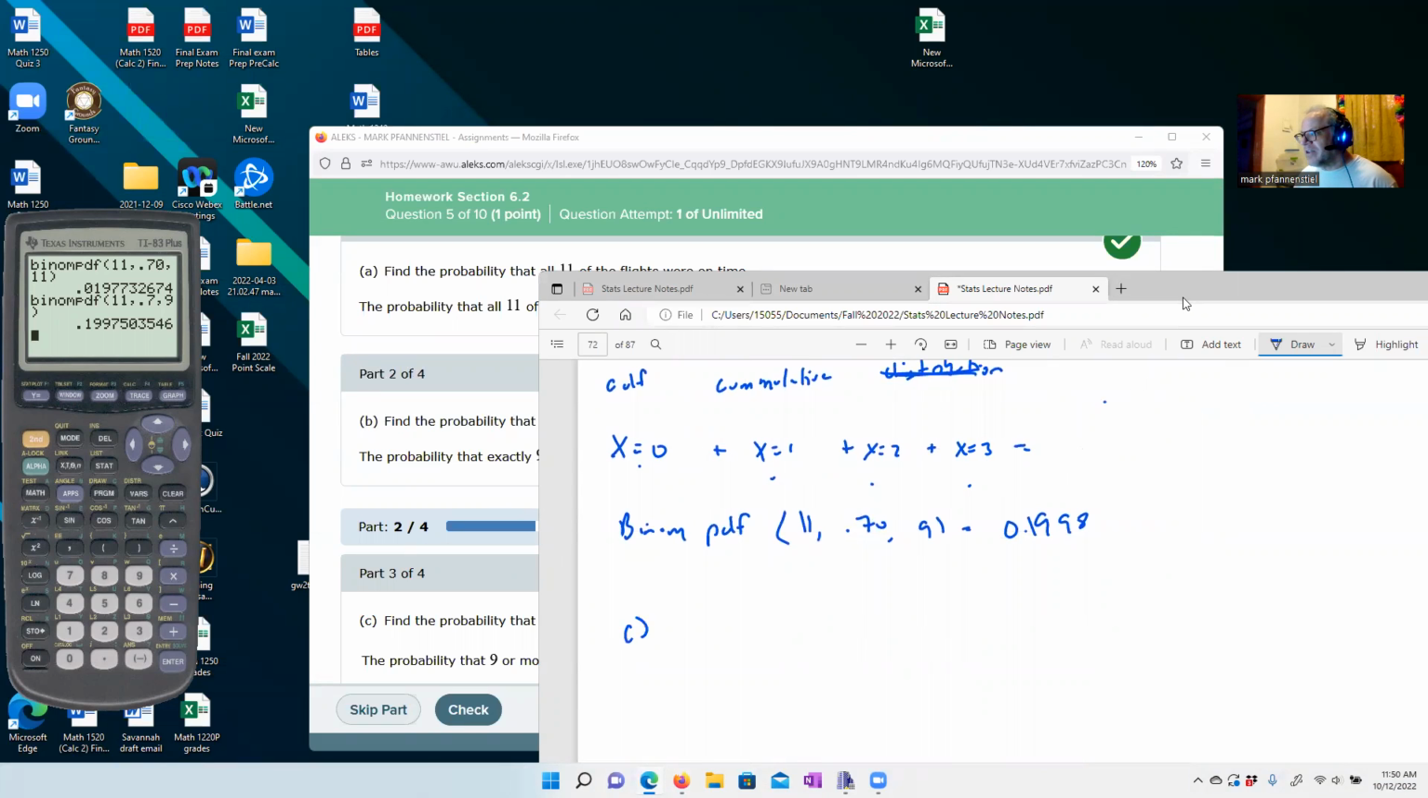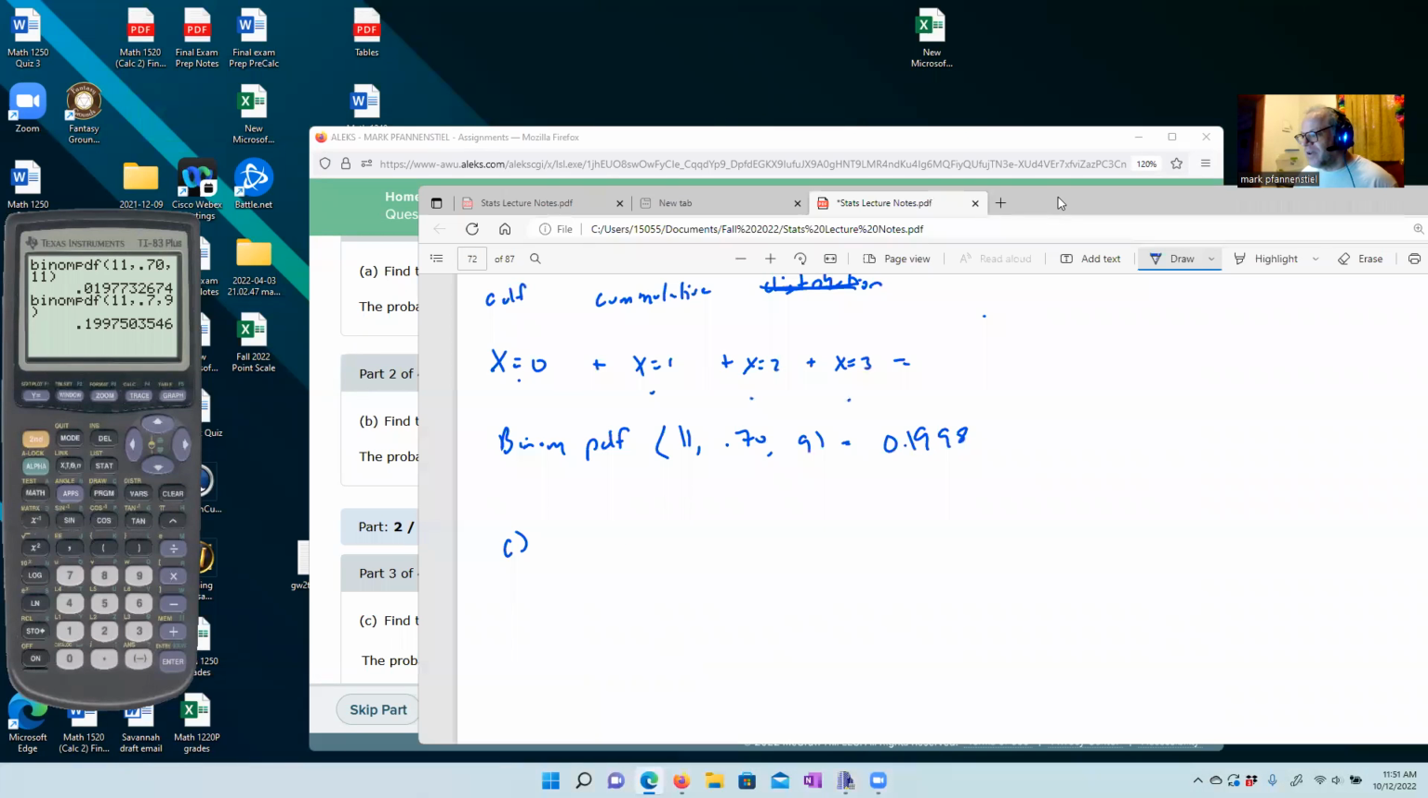Okay, and let me show you how we're going to set this thing up. They want 9 or more flights. Okay, so we want 9. What numbers are 9 or more? 9, 10, or 11. So we could do this. We could say binomial PDF and then do 9 of 11. Probability of success is 0.7, and then do 9 to get an answer.